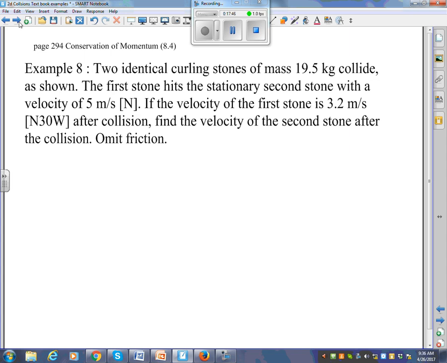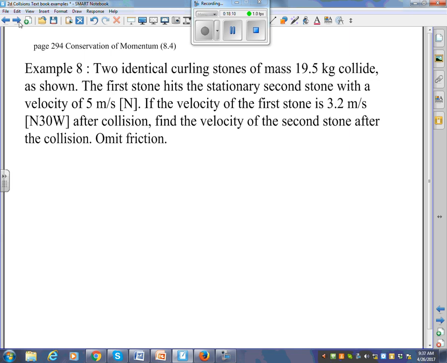2 identical curling stones of mass 19.5 kilograms collide as shown. And do you have a picture? The first stone hits the stationary second stone with a velocity of 5 meters per second north. So again, I've chosen that just to make things a little bit simpler. If the velocity of the first stone is 3.2 meters per second north 30 west after collision, find the velocity of the second stone after the collision, omit friction.